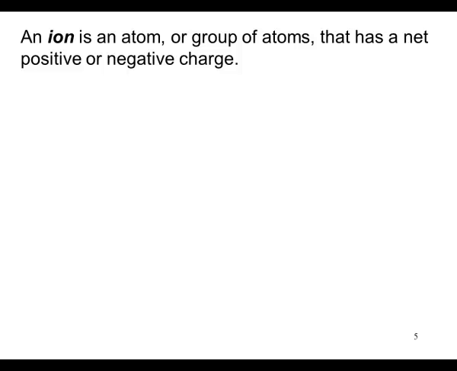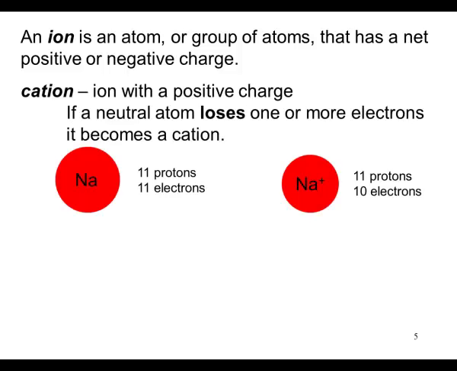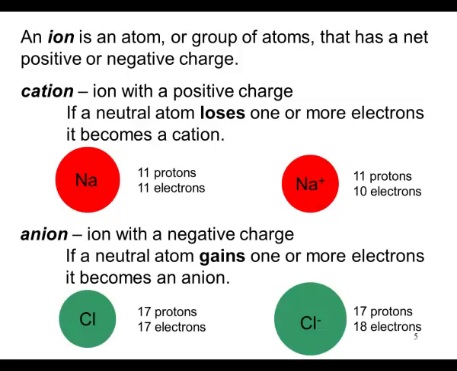An ion is an atom or group of atoms that has a net positive or negative charge. A cation is a positively charged ion. If a neutral atom loses one or more electrons, it becomes a cation. Here we have sodium, 11 protons, 11 electrons. By losing an electron, we form sodium plus, 11 protons, 10 electrons.